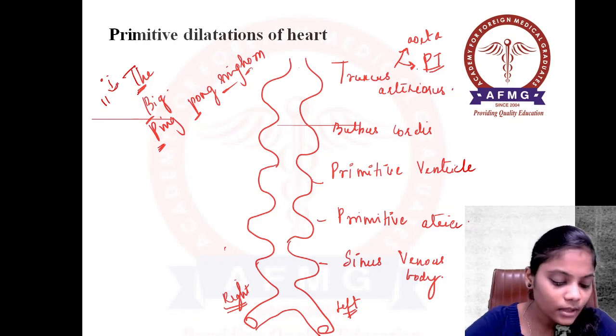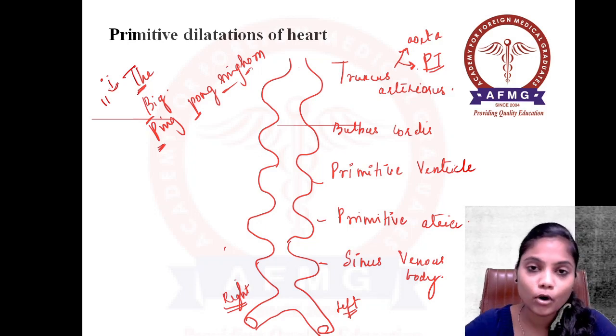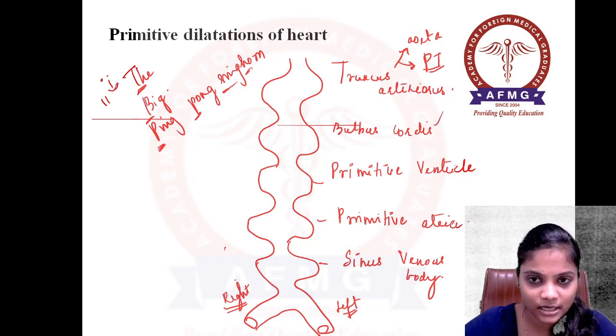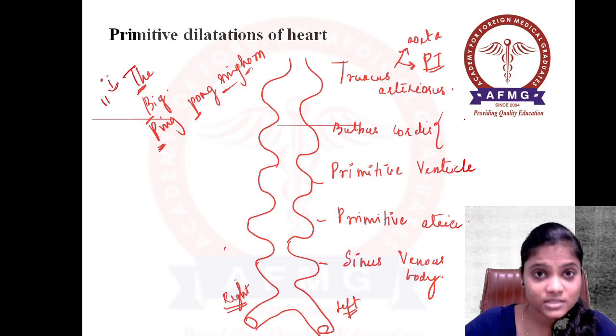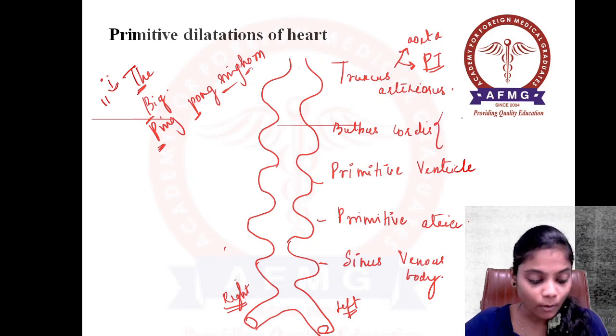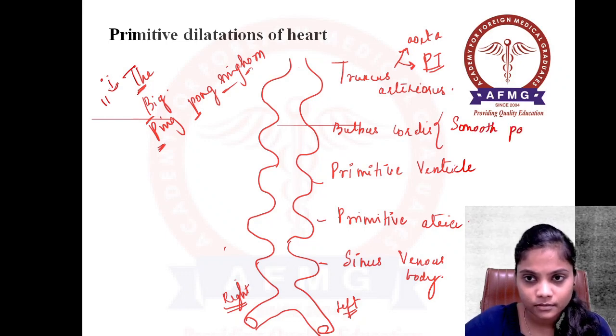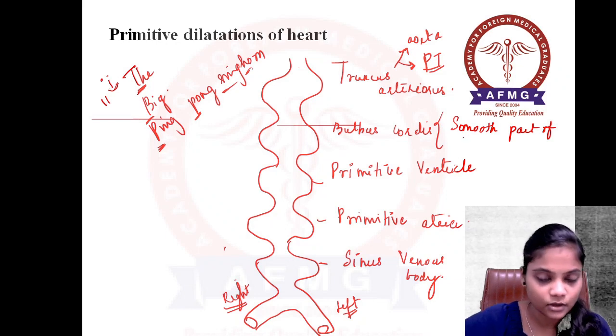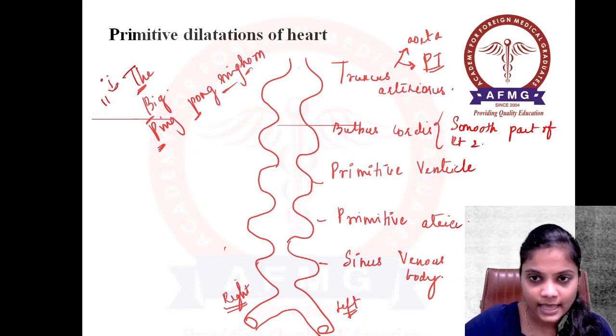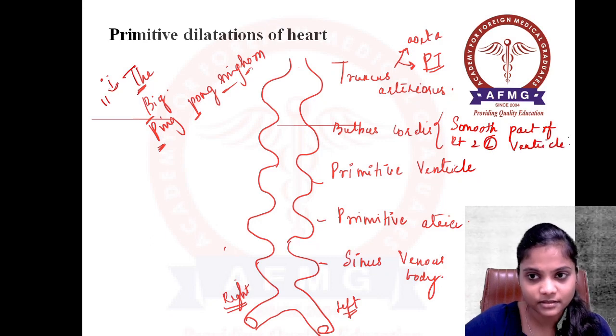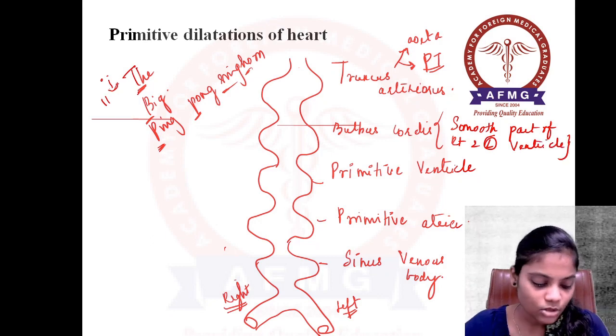Then coming to the bulbus cordis, what is important in the bulbus cordis? The bulbus cordis gives the formation of the smooth part of the right and left ventricle. Please remember, first comes the ventricle. This is what your bulbus cordis gives.